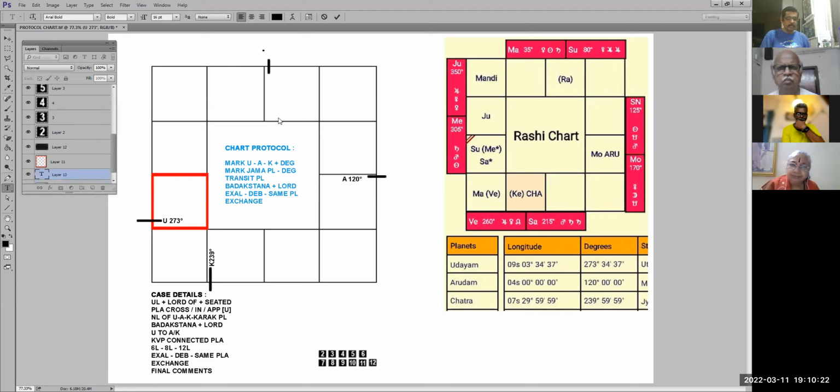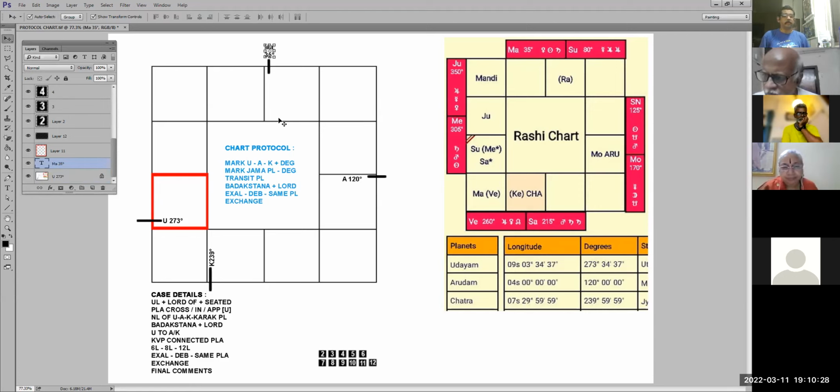So here you can write Mars 35 degrees, correct? Mark it over here.